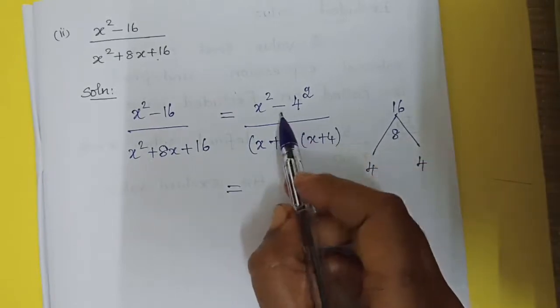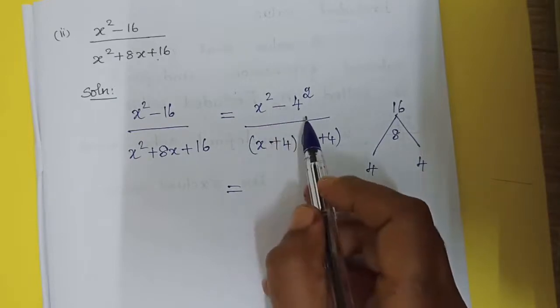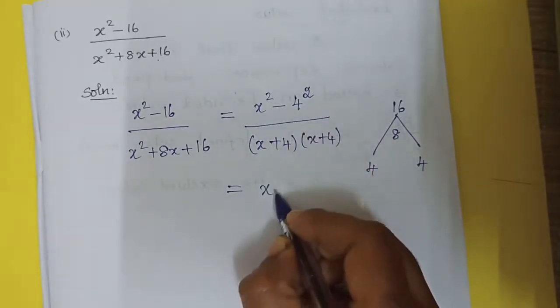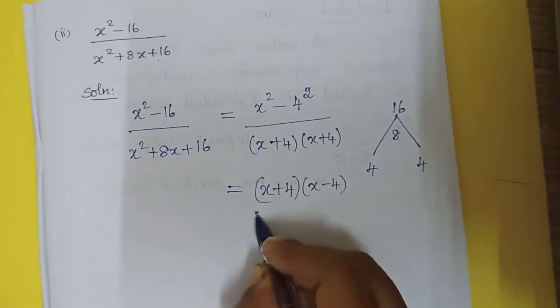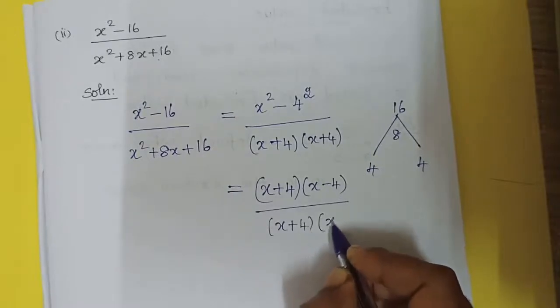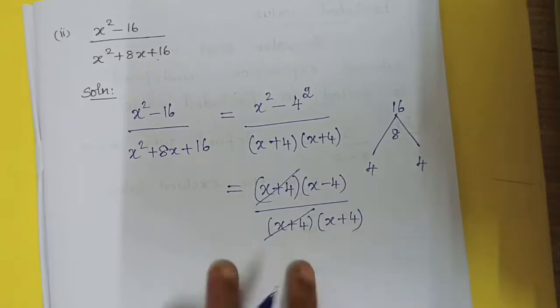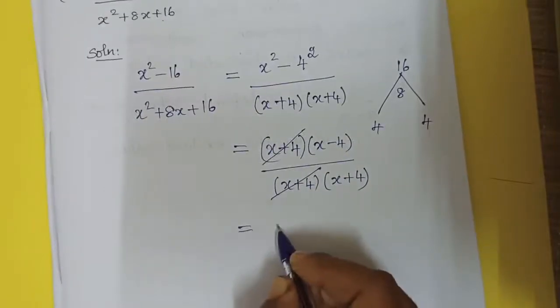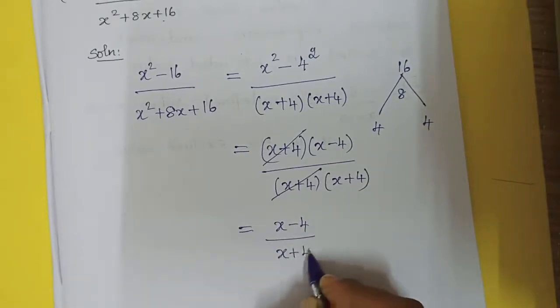So for the numerator, the formula we need to apply is a square minus b square, so a plus b into a minus b, divided by x plus 4 into x plus 4. So one x plus 4 and one x plus 4 get cancelled. And what is the last answer? X minus 4 divided by x plus 4.